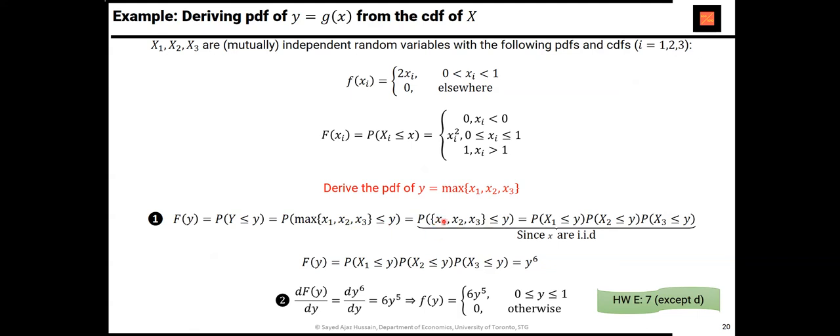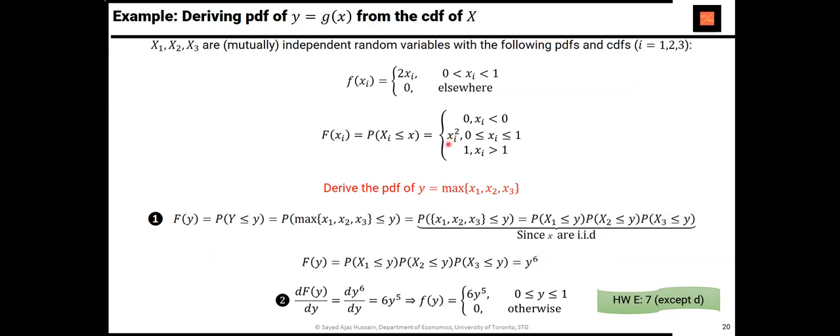But now I invoke independence. Each of these is IID, which means identical independent distribution. So the joint probability, the same trick I played some time back, of being less than or equal to y is the probability of x1 being less than or equal to y, x2 being less than or equal to y, x3 being less than or equal to y. And of course, these CDFs are given to me up here.